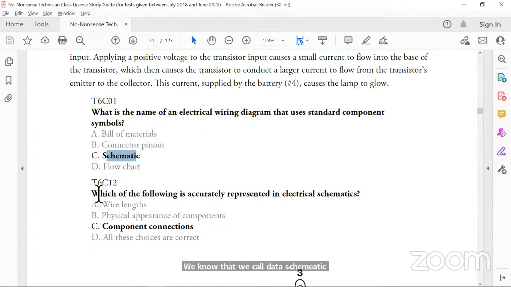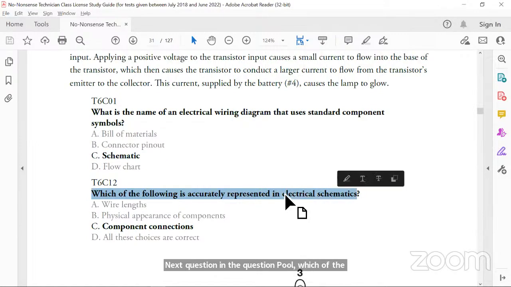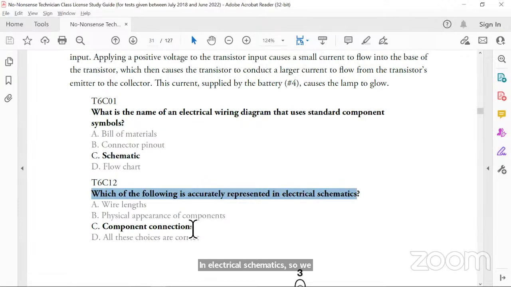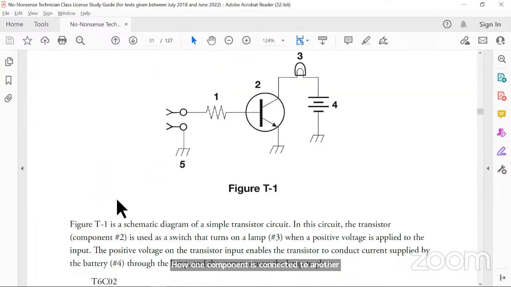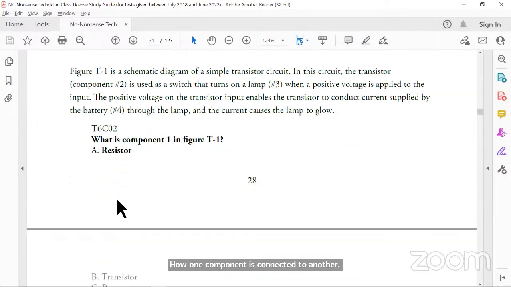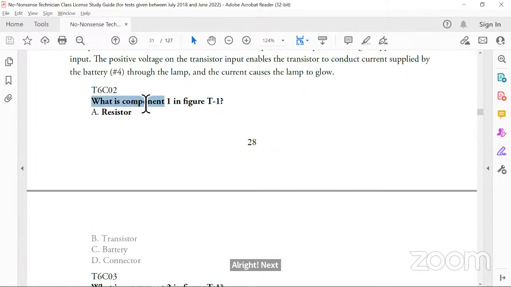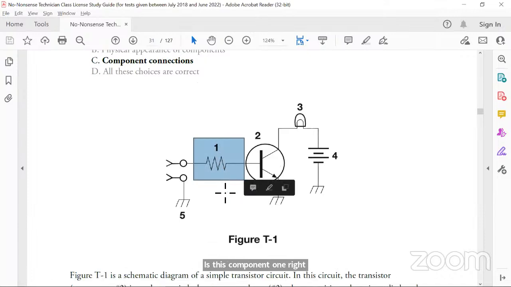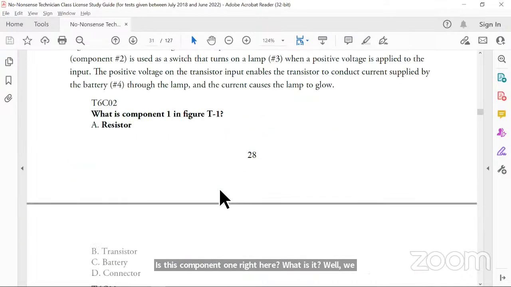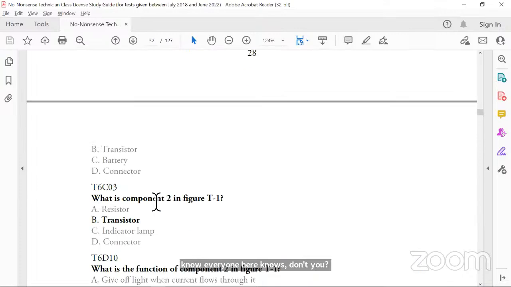Next question in the question pool. Which of the following is accurately represented in electrical schematics? We did say what we represent accurately are the component connections, how one component is connected to another. All right, next question. They're asking us what is component 1 in figure T1. This is component 1 right here. What is it? Well, everyone here knows, don't you? It's a resistor.